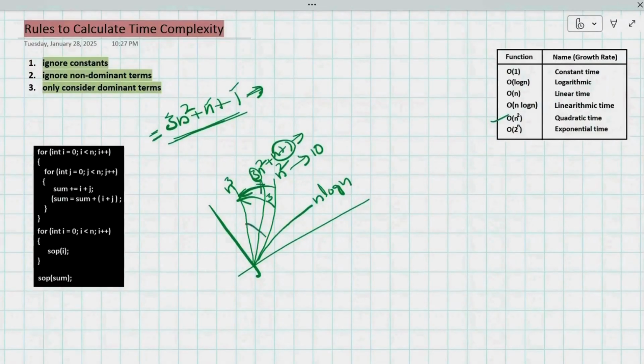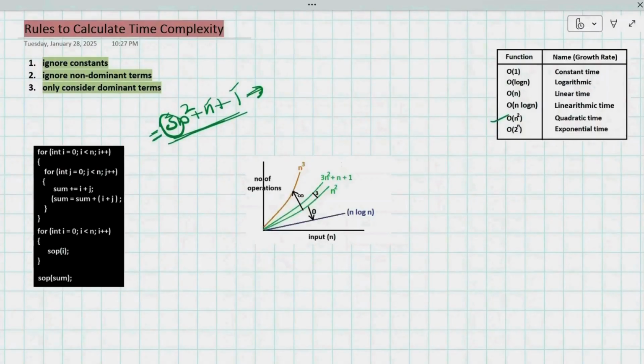To reach from n square to n cube, we would need an infinite number of operations added to n square, so it will never happen by adding these constants and lower order terms. That is why they are less important when we compare against an infinite number of operations. This is the diagram I'm trying to draw. The difference between n square and n cube is infinity. To reach from here to here, we need infinite operations. These constants like 3 plus n plus 1 will never add an infinite number of operations. Of course, there is a slight difference between these two curves, but it is never equal to n cube time complexity. That is why we ignore non-significant terms like constants and lower order terms.